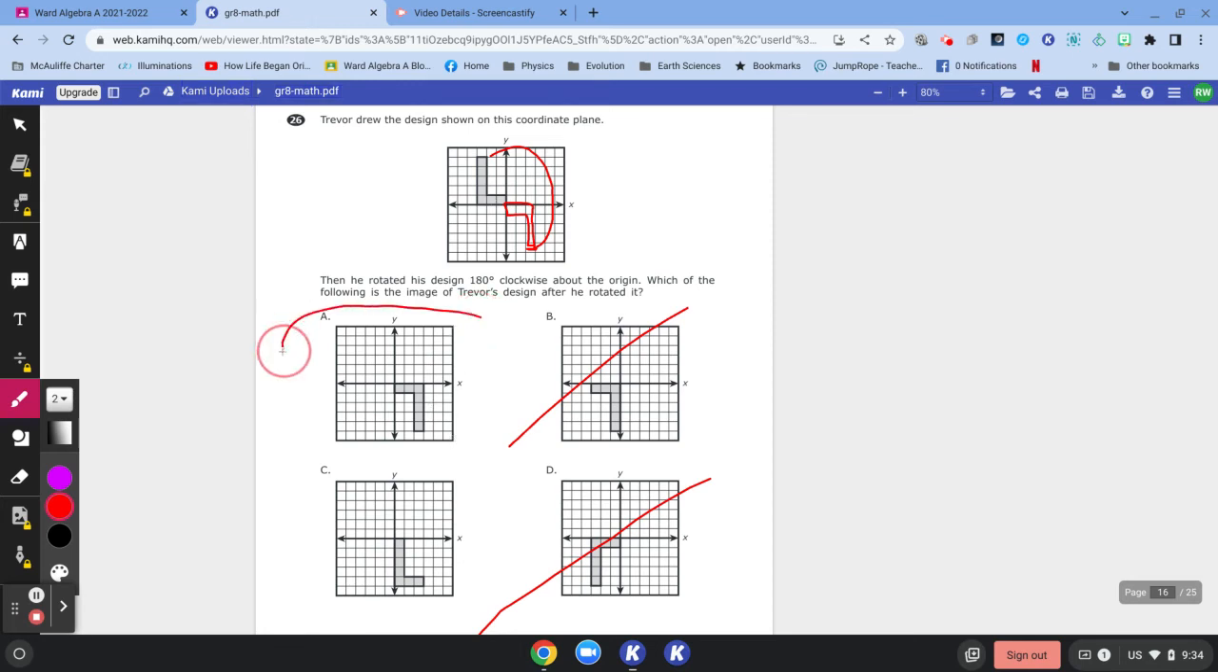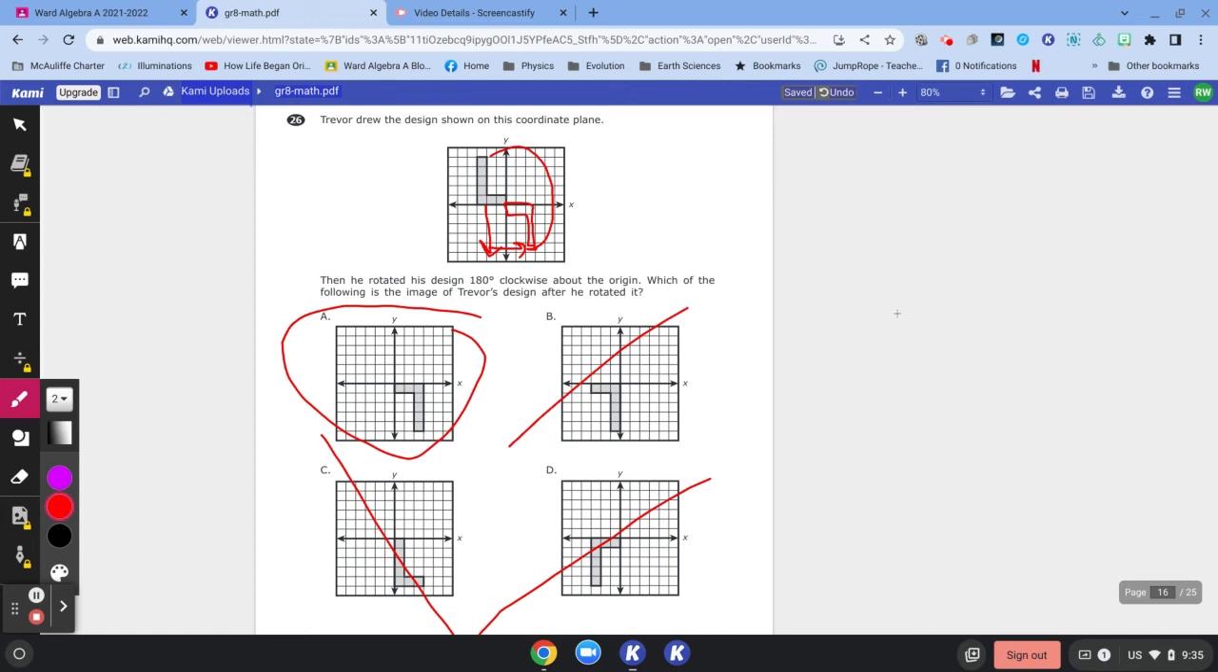I just want to take a moment on C because C could be a distractor. C is, instead of a rotation, a translation, which means it's been slid and it keeps its same orientation. So it's been slid down and to the right a certain number of units. So C is a translation and not a rotation.